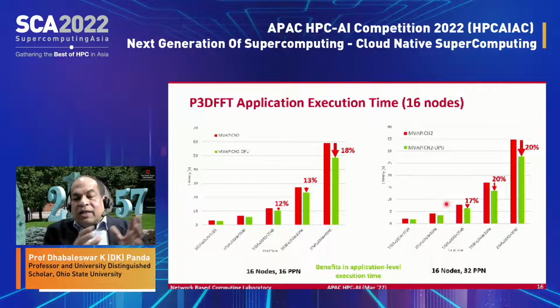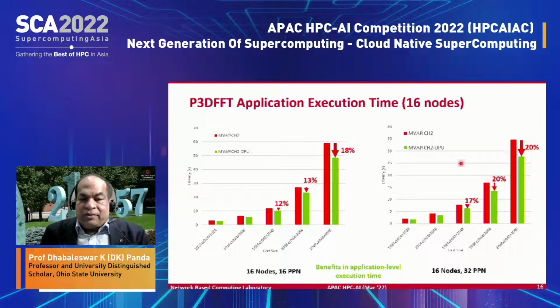The same trend holds for a smaller system like 16 nodes, where we see very similar things. Here, with 256 process runs, we get around 18% benefit. Here, another 256 process run, we are getting 20%. So as you can see, it is the same hardware. Now the question is how effectively we can utilize the processors in this hardware so that we get this kind of benefit.